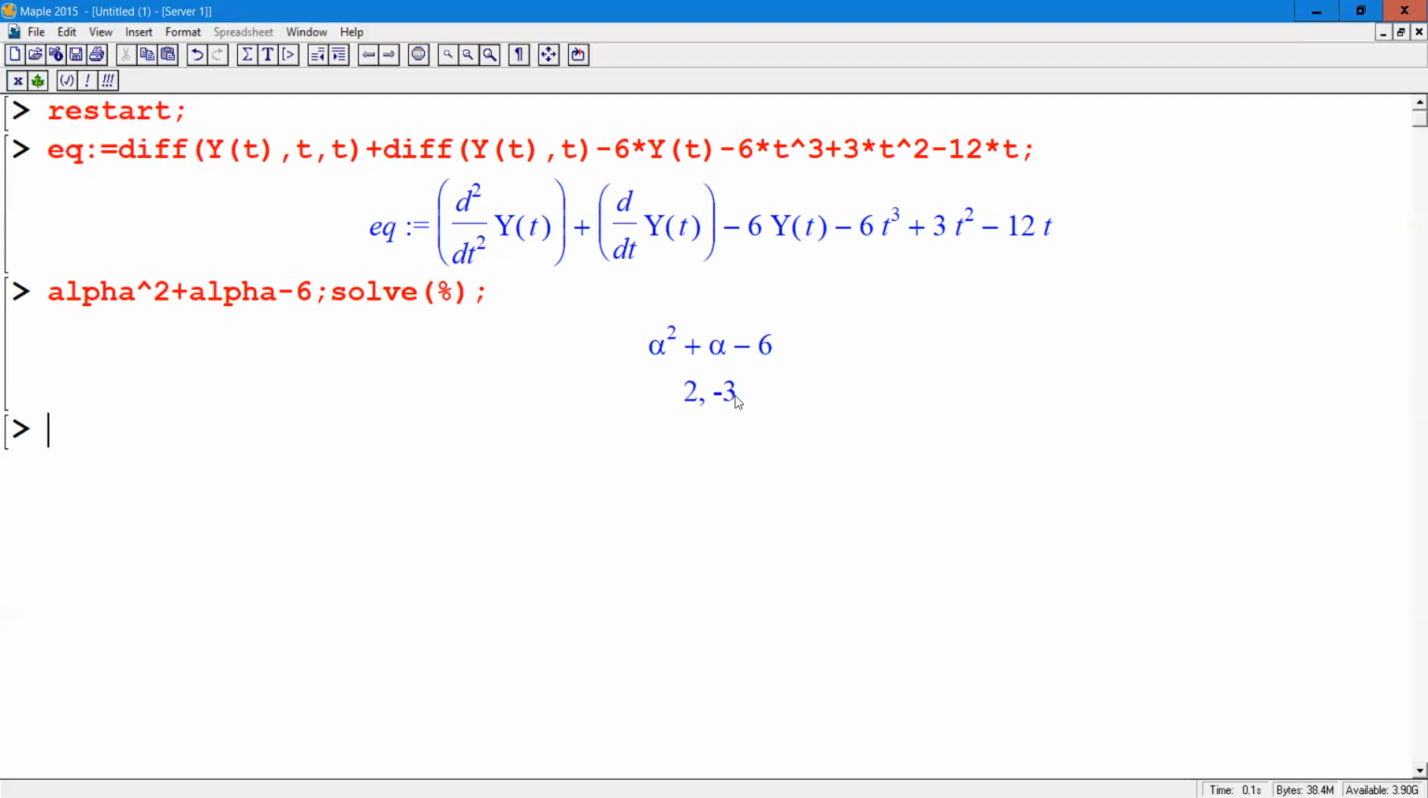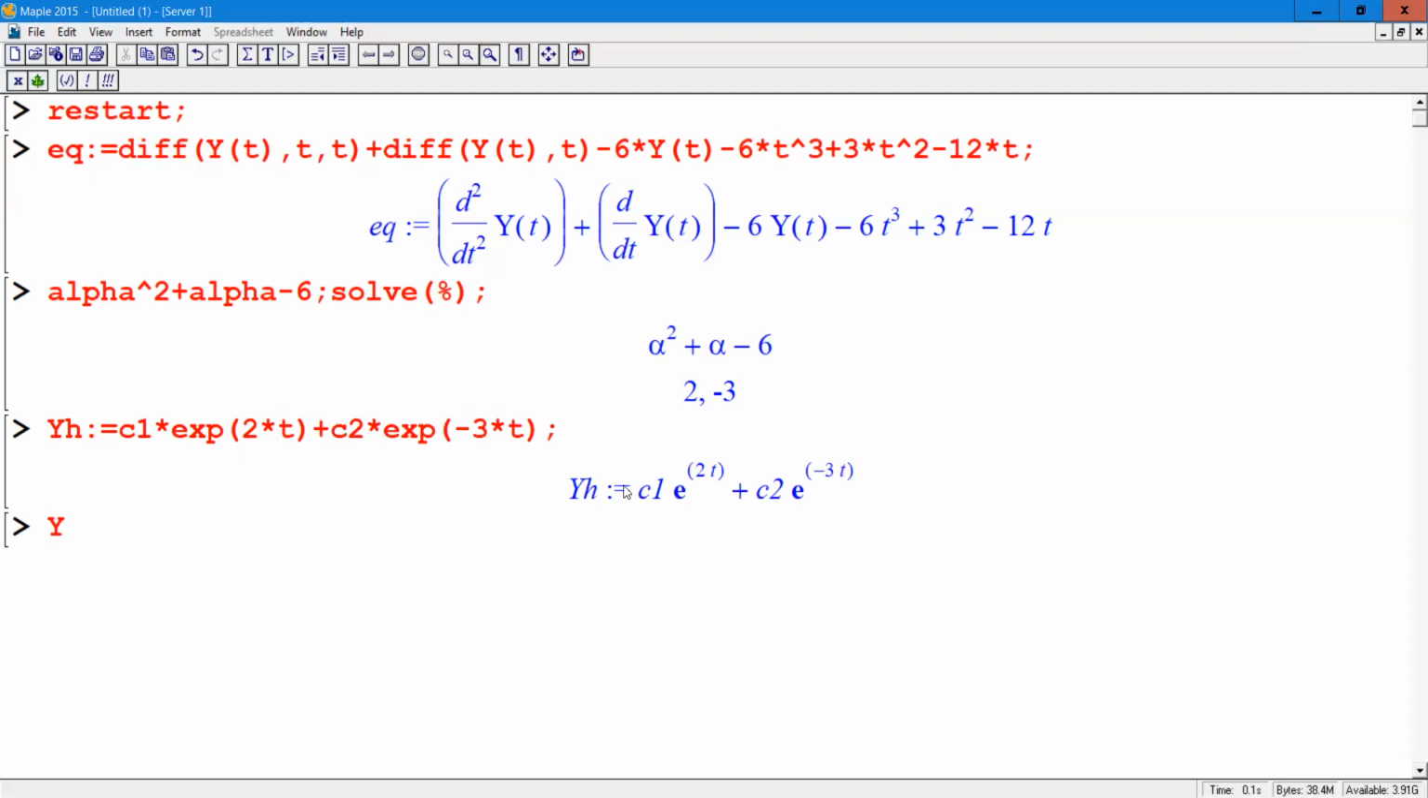So the homogeneous response is assumed to be C1 times exponential of 2t plus C2 times exponential of minus 3t. This is the homogeneous response, and these two constant coefficients C1 and C2 will be obtained from the initial conditions. But now we want to obtain the particular response.